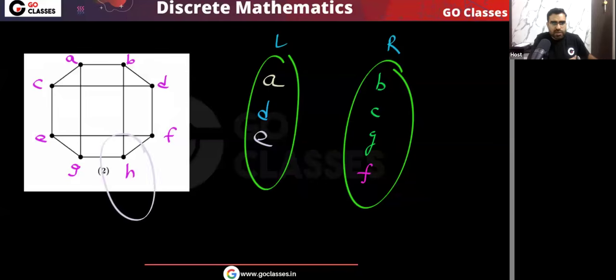Okay, and where to put the last vertex, that is H. So this vertex H, where to put it? You can see this vertex H I cannot put here because GH, they are adjacent. So I cannot put vertex H here. If I put vertex H here, HF, they are adjacent. Okay, so let me put vertex H here.